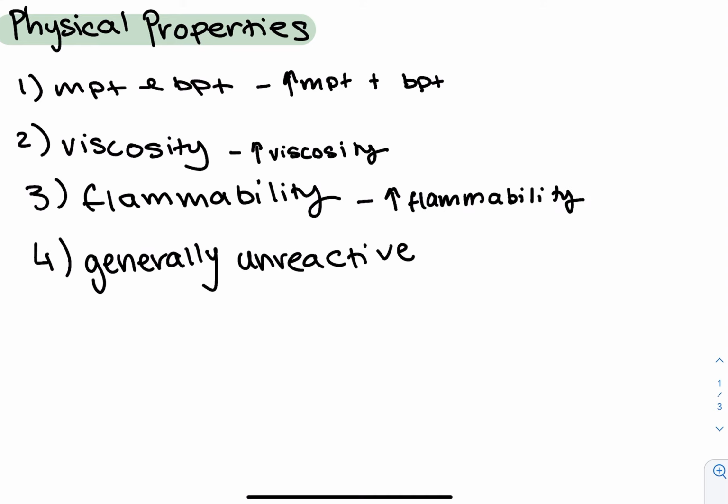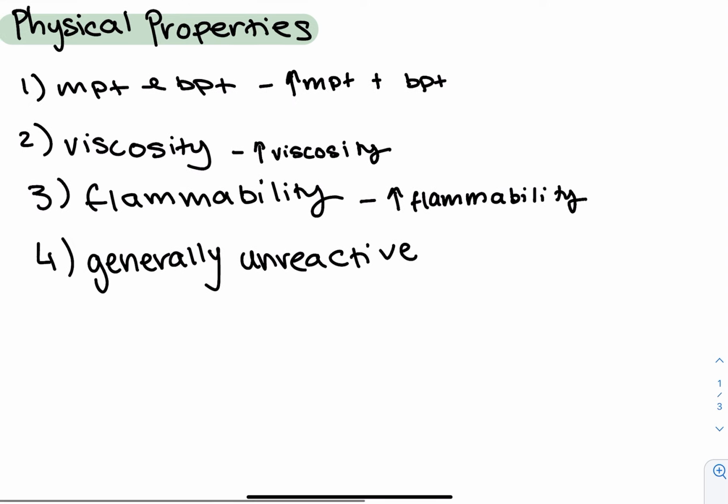This is because as you decrease the number of carbon atoms, it increases flammability. Last thing is that alkanes are generally unreactive because they do not react with acids and alkalis, because they have a single carbon-carbon bond, and each carbon atom is bonded to four other atoms.